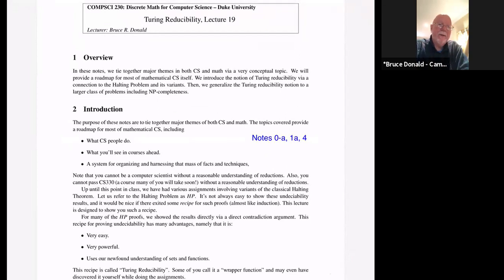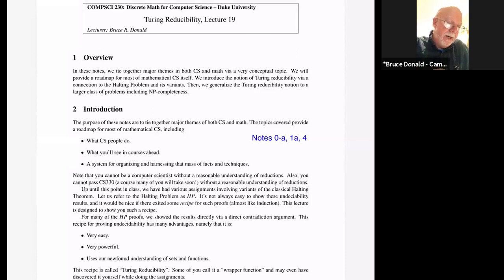And you can't be a computer scientist without a reasonable understanding of reductions. In addition to computability, as we'll talk about a little later, it's also the foundation for a topic called NP completeness. I'm sure you've heard about things being NP complete, but today we'll learn a little more about what that actually means. And of course, you can't possibly take or pass CS330 without a reasonable understanding of reductions, which are used all the time.